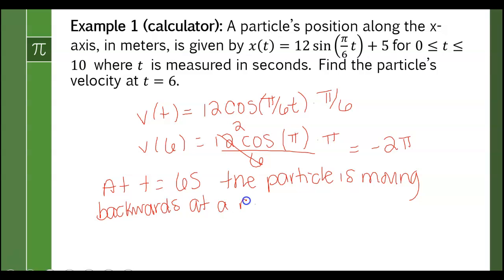at a rate of 2 pi meters per second. I don't need to put the negative on the 2 pi this time because I said it was moving backwards. The rate is the velocity at 6 seconds. So that t equals 6 is the time when it's changing. The units are meters per second. And what is changing is the particle's position.